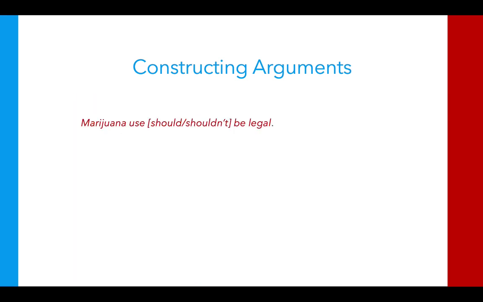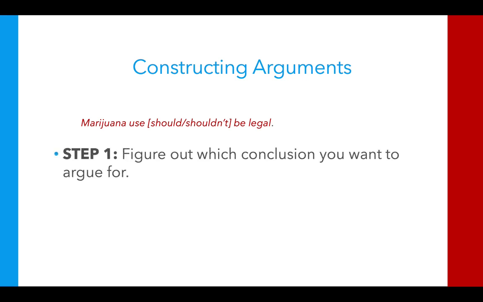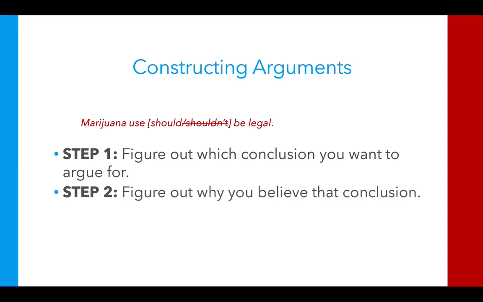All right, so I've made this conclusion sort of small here, and I'm going to try and give an argument. And so what steps do I follow? Let's look at an example, right? So step 1, figure out which conclusion I want to argue for. So I'm going to argue, as I said, for the conclusion that marijuana use should be legal. Step 2, figure out why I believe that conclusion.